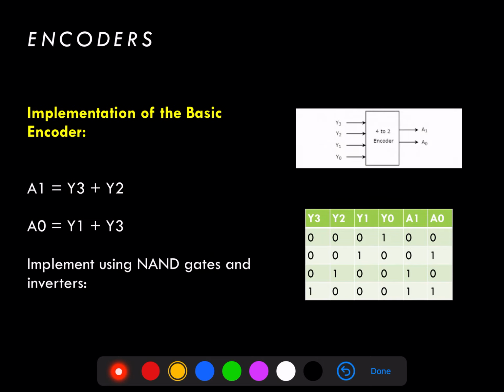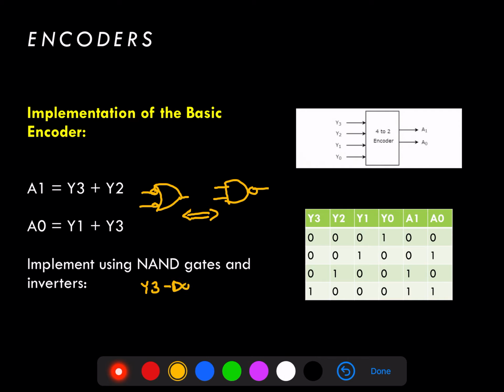We can also implement using the more space and power efficient NAND gates and inverters rather than an OR gate, by recognizing from De Morgan's theorem that an OR gate with its inputs inverted is equivalent to a NAND gate. So we can use that information from De Morgan's theorem to implement the output bits of our basic encoder, A1 and A0, using NAND gates and inverters.